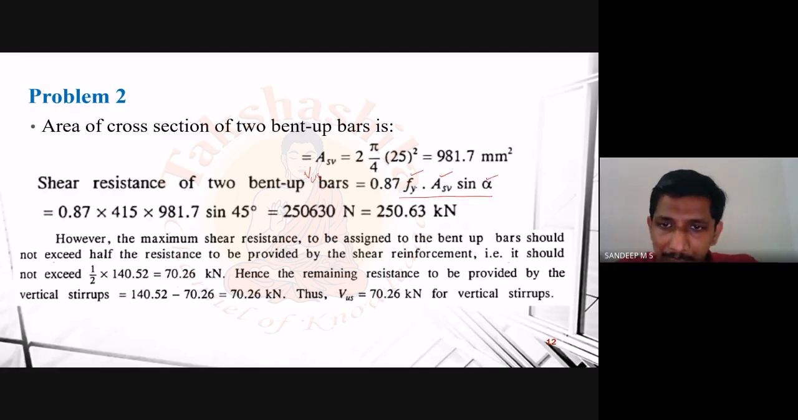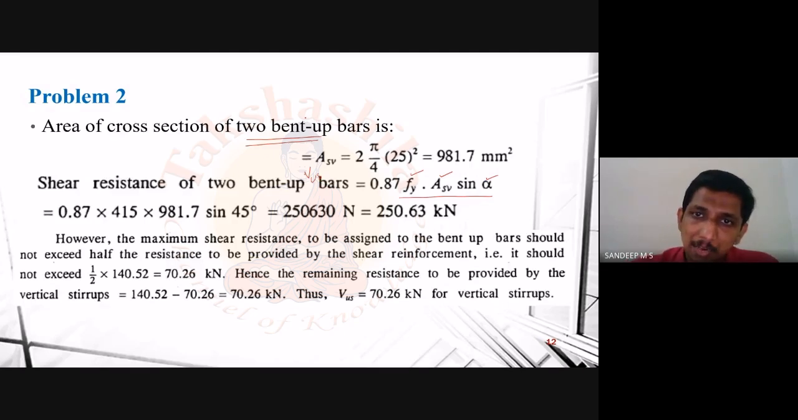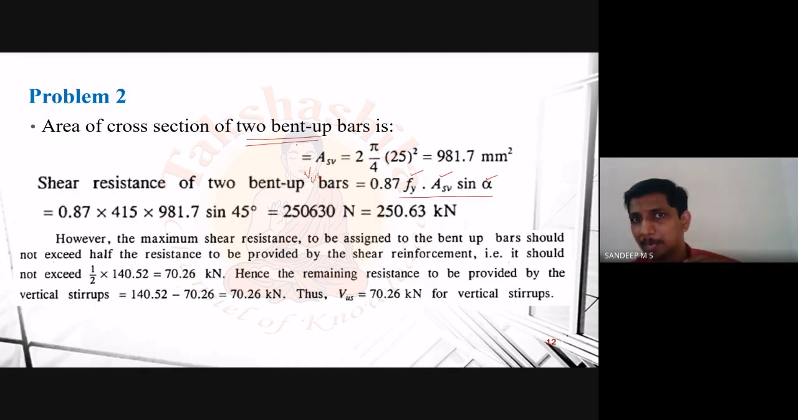And how to calculate the value of ASV? What is this ASV in this particular case? ASV means it is the shear reinforcement, and in this particular case we are considering these 2 bent up bars as our shear reinforcement. Therefore we have to take up the cross sectional area of this bent up bar. Please note this is a major area where students commit mistakes. In all the equations for the design of shear, ASV is the cross sectional area of shear reinforcement.